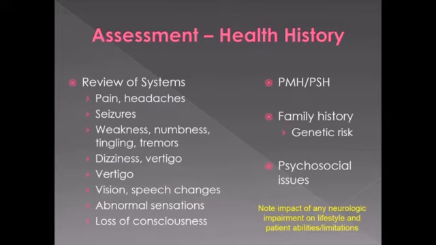You want to look at past medical and surgical history. You also want to look at family history. Some of the disease processes we'll talk about have a genetic link, so that might be good information to have. And then, of course, if there's any type of psychosocial issues, psychiatric issues, and really, if they're having any type of neurological impairment, how is this affecting their daily life? What is the impact on their lifestyle? What is the impact on their abilities? How has it limited them?